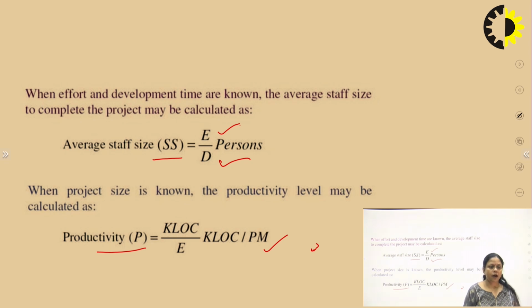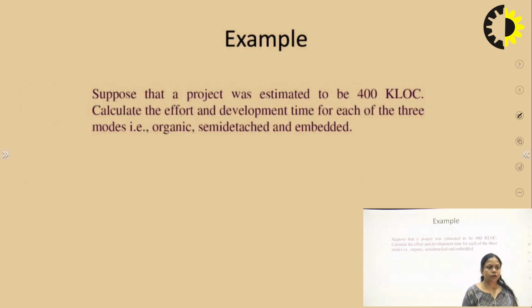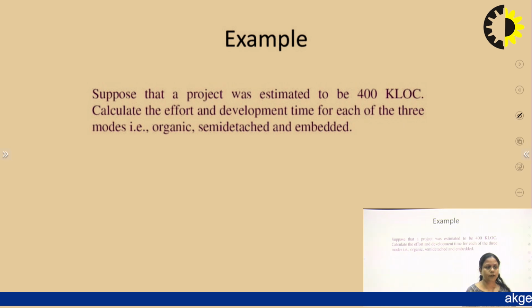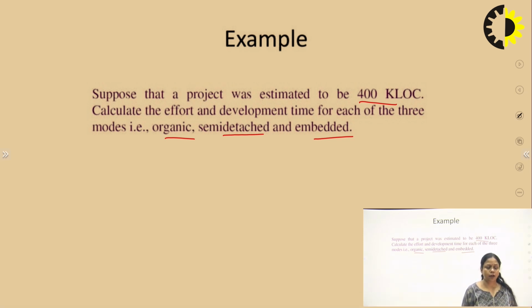Now, how can we get these coefficients? You can see by the help of this example, I can explain how we can calculate these terms. Suppose that a project was estimated to be 400 kilo lines of code. So we have in this case 400 kilo lines of code, which is given in the question. Calculate the effort and development time for each of three modes. Now we have to calculate effort and development time for these three modes. So I have already told you, in these three modes we have different coefficient values of A and B.